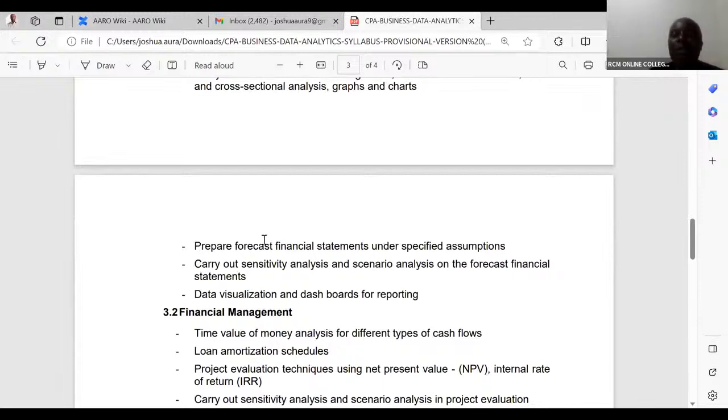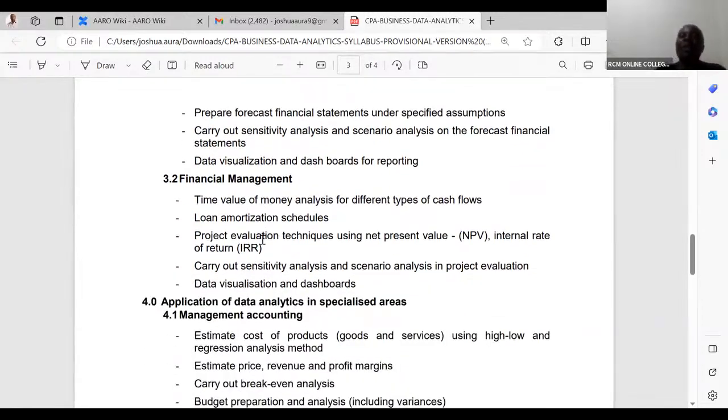They want us to show you how to prepare forecasted financial statements under specified assumptions, carry out sensitivity analysis and scenario analysis. Then again, they're repeating here, data visualization and dashboards. And then we go to financial management, where they want us to show you how to discount the time value of money. They want to show you how to carry out loan amortization. Then we have project evaluation techniques, NPV, etc. Then we should be able to show you how to carry out sensitivity analysis. Data visualization and dashboards are a big thing.